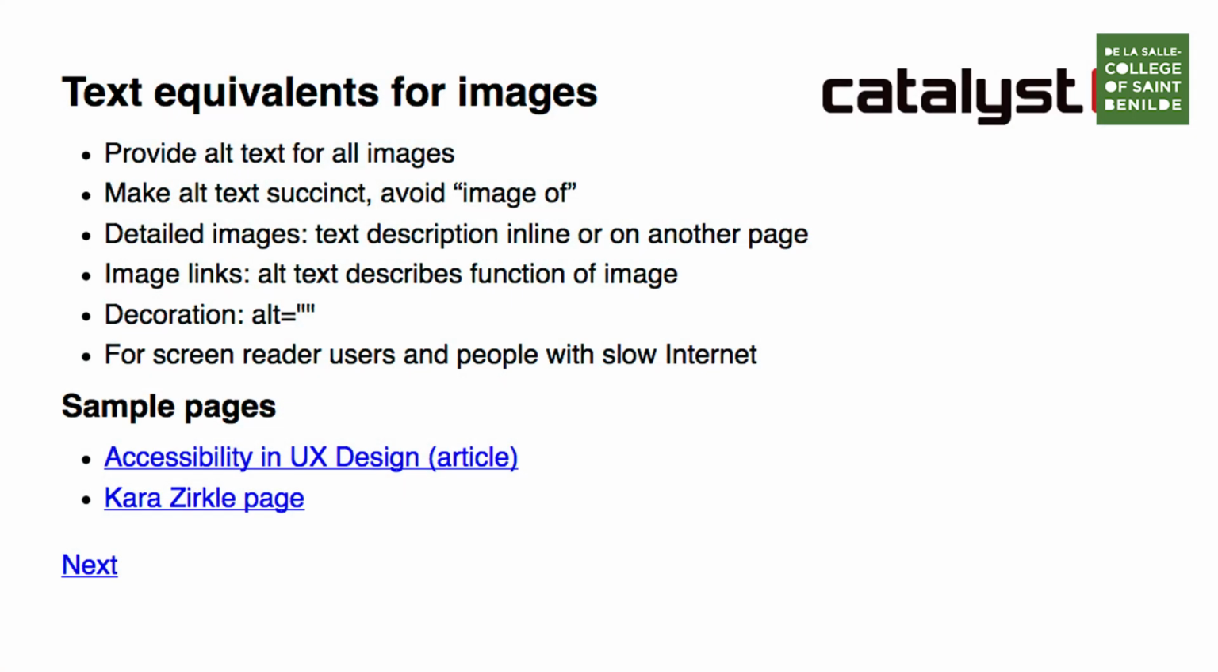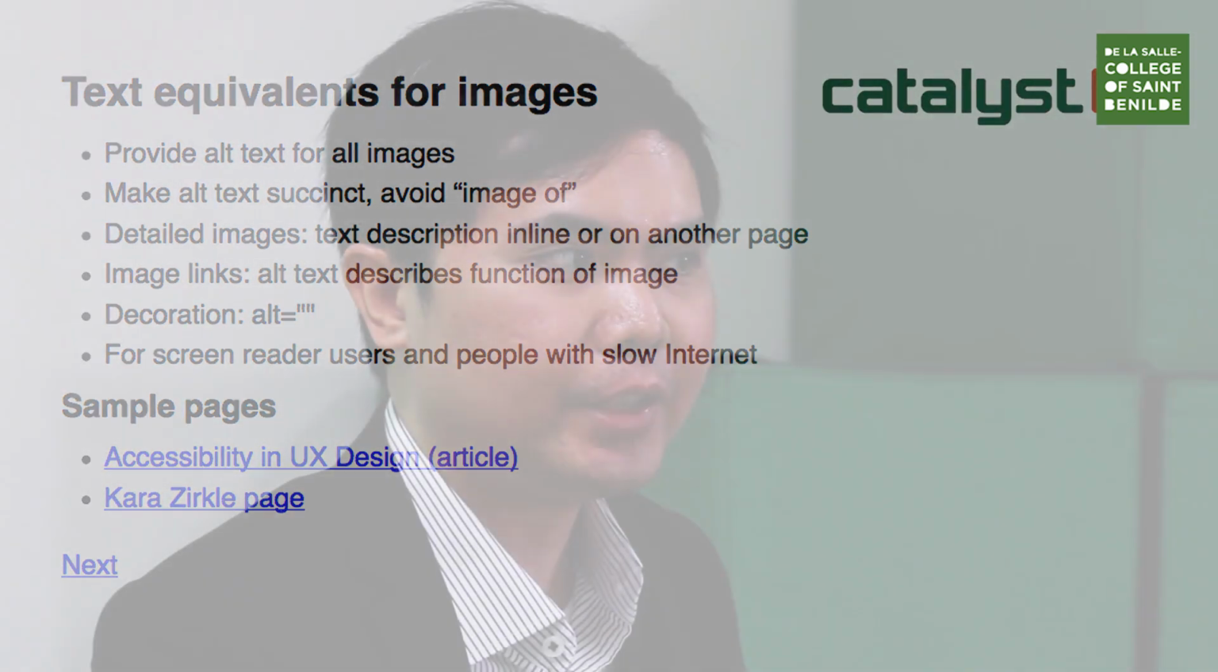Make sure that your alt text is succinct. Try to limit it to 150 characters maximum. And please don't include "image of" in your text descriptions. The reason behind that is because the screen readers are already able to tell the user that the user is currently focused on an image. So there's no need to include "image of" in your text description.